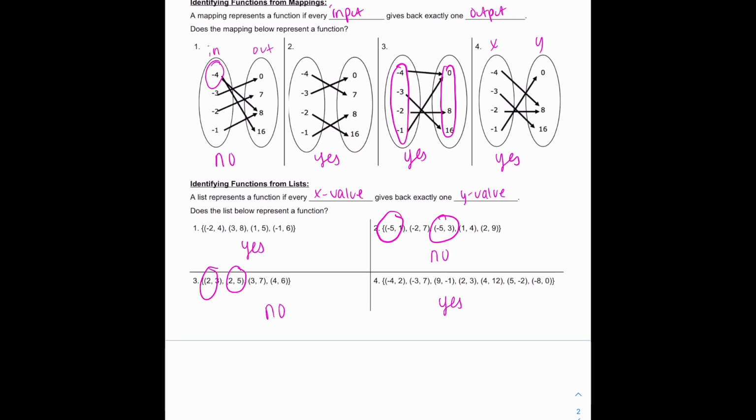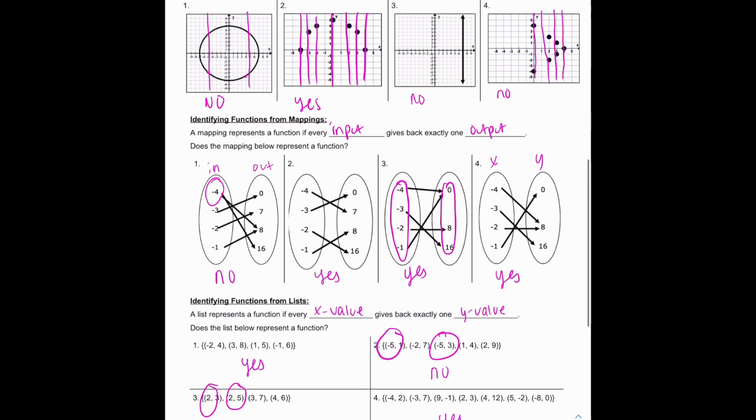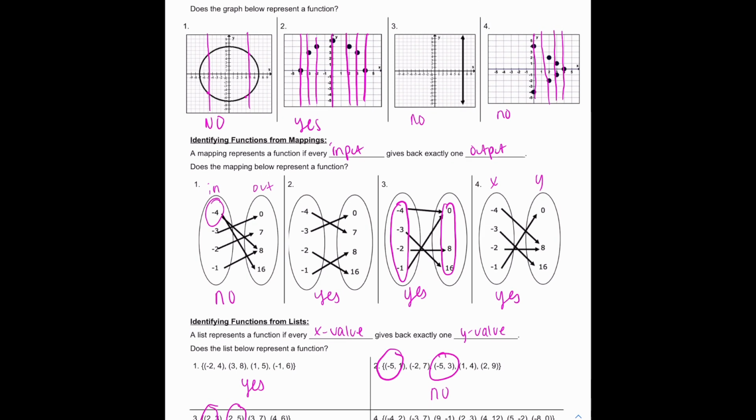And that's it for your notes on identifying functions. You can go ahead and get started on today's practice.